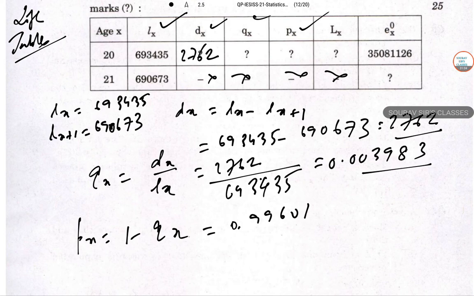Here, taking the full calculation I have done, in the given calculation 0.003983 I have taken, so this will be 0.996017. This is the px value, which is nothing but l of x plus 1 by lx as well.